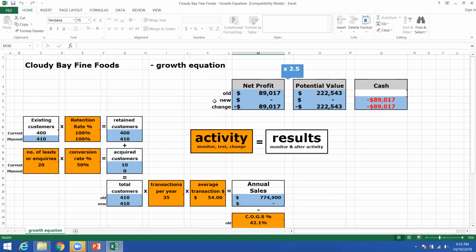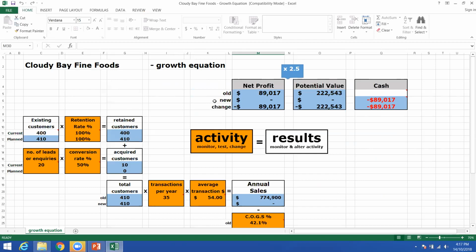Nigella's a good businesswoman. She knows her numbers, but she's a bit frustrated because she's working really hard and believes she should be doing better for all the effort. So we're going to be using the growth equation today to help Nigella come up with a better result for her business. We're going to start by walking our way through the growth equation from the start to the finish so you can see how it works.